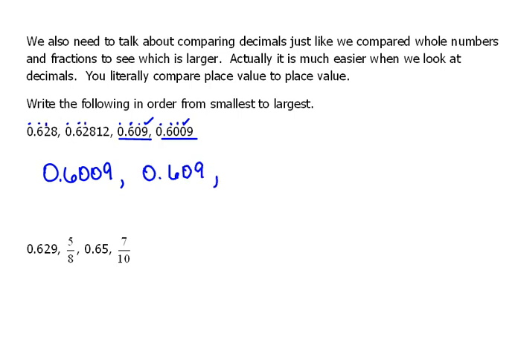Now for the other two numbers. They both had a 2 in the hundredths position, so that's basically equivalent. They both have an 8 in the thousandths position, so that's equivalent also. But this one doesn't have anything in the next spot, whereas this one has a 1. So 0.628 would be smaller than 0.62812. So this would be ordered from smallest to largest of those numbers.